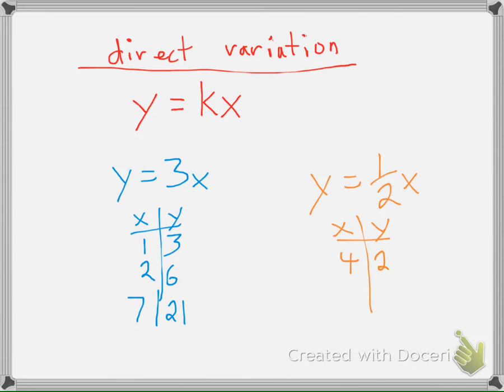What's another x value? 5? We just used 4. 7? 10? Okay, we'll use 10. So y equals 1/2 of 10. So my y value here would be 5.